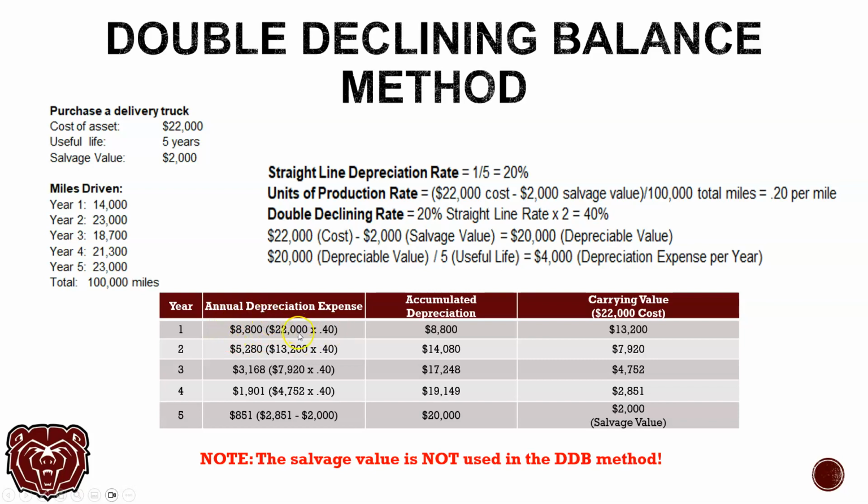The next year, we take the new value, 13,200, and we multiply that times 40%, and you get 5,280, so on and so forth until you get to your salvage value. I made a big note down here in bold and red. The salvage value is not used in the double declining balance method. One thing you will probably come across in a homework problem, a quiz problem, and an exam problem is that often you will have to use what we call a plug figure to get your last year's depreciation. It will just be a figure that you plug in to get to your salvage value.